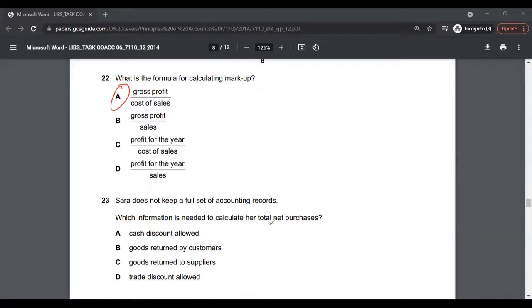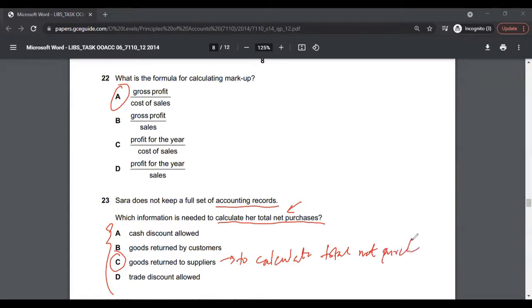Multiple choice 23. Sarah does not keep a full set of accounting records. Which information is needed to calculate her total purchases? From the below, which information will Sarah need to calculate total net purchases? From purchases, you deduct the goods returned to the suppliers, right? Sarah will have to deduct the goods returned to suppliers to calculate total net purchases. So the answer to multiple choice 23 is option C.